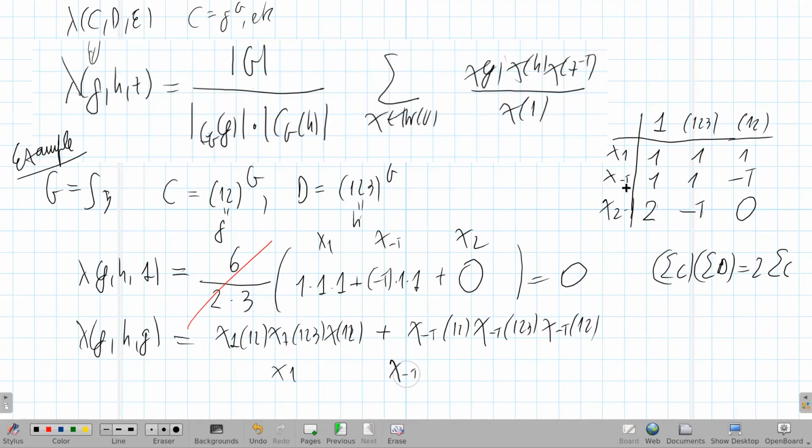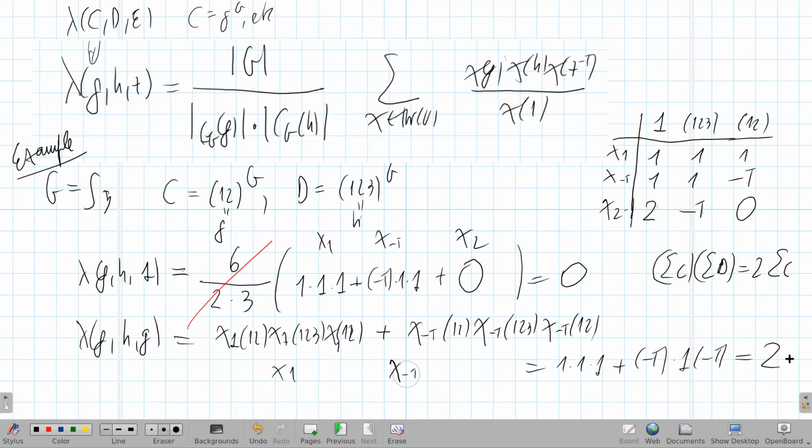And chi1, the value on 1 is 1. So for the values of chi1, the values are all 1. But here, chi-1 of 1, 2 is -1, but it appears twice. And so you see, this is 1 plus 1, which is 2, okay?